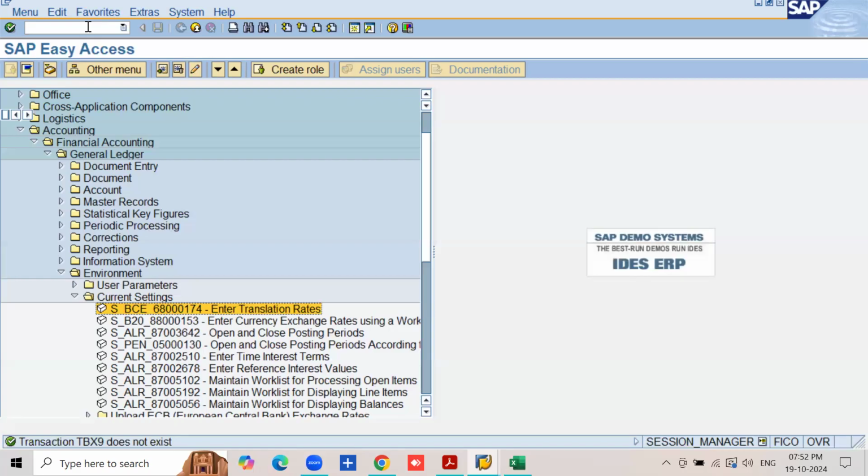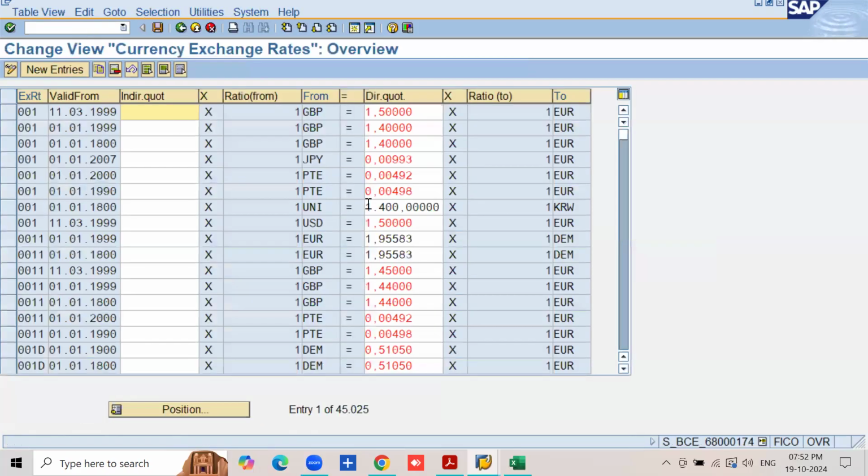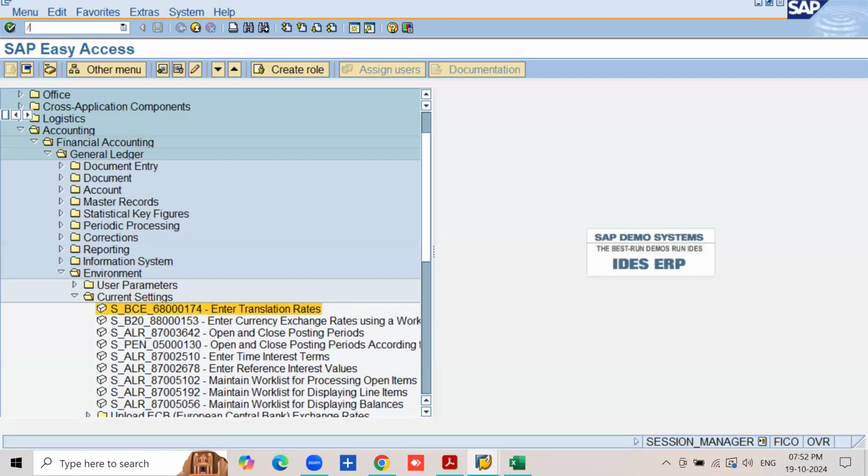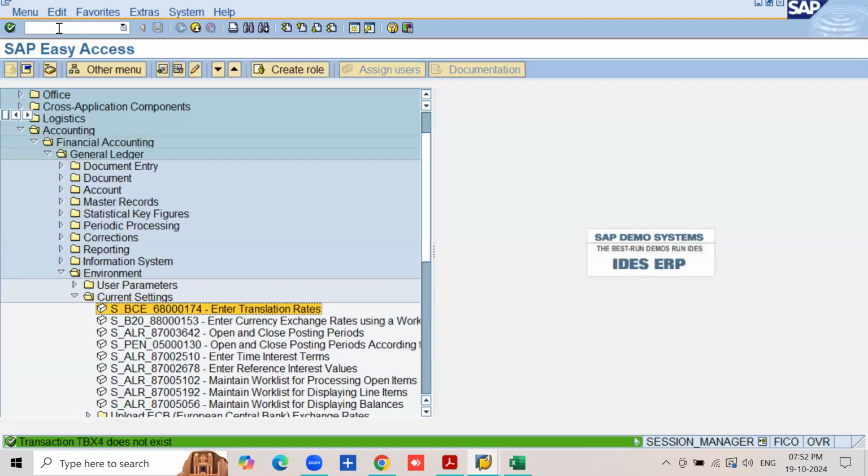TBX. Yeah, TBX4. No, just a bit. No, the last number I forgot. TBX is the common part; the last digit I forgot. Okay, I will tell you tomorrow, right?